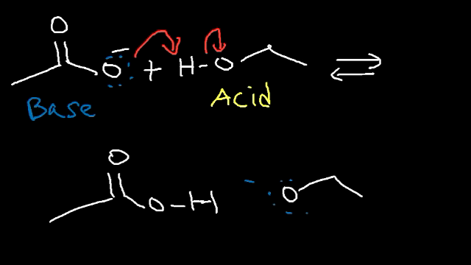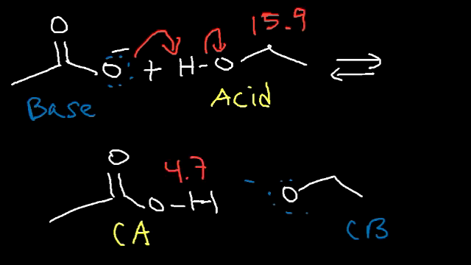So the acid on the right is the carboxylic acid. That's the conjugate acid, because whenever you add a hydrogen to something, it turns into the conjugate acid. Here we remove the hydrogen from ethanol, so this is the conjugate base. Now the pKa of ethanol is 15.9, and for acetic acid it's about 4.7. So the left side has the weaker acid. The carboxylic acid is a stronger acid relative to ethanol. So it's going to go towards the side of the weak acid, which is the left side. So this reaction is reactant favored as well.